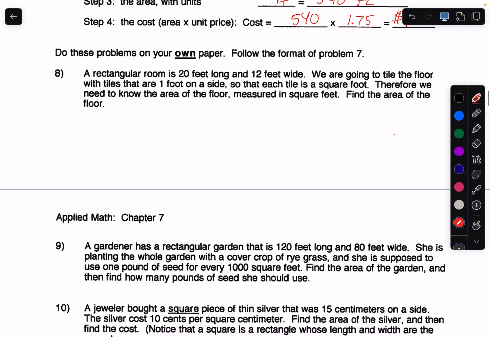Now, we did one very similar. We talked about this room. I want you to try 8 on your own. I'm going to give you a second here to give that a shot. We have a room that's 20 feet long and 12 feet wide. We're going to tile the floor, similar to the tiles you see here on the floor. That's a foot on each side, so each tile is a square foot. What's the area of the floor? How many tiles would you need? So go ahead and do that for me quickly. You should be able to do that one without much issue. You can always draw a picture, which is a good thing to get you started.